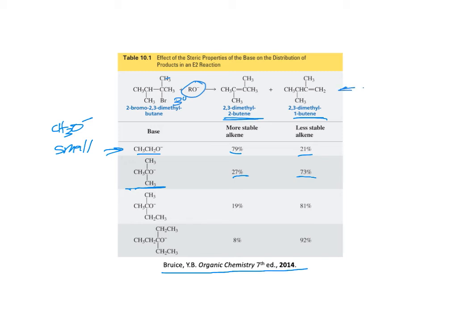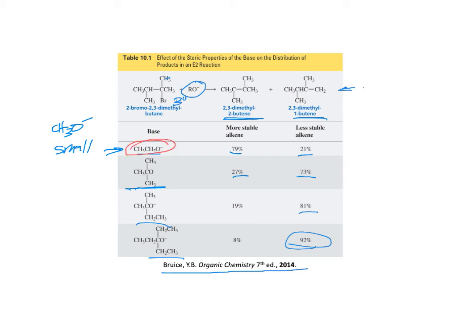Now, we could continue on and we add an ethyl group instead of a methyl group here. Look at the ratio of the less substituted becomes bigger. And if we did this with a triethyl group on here, it goes all the way up to 92% of the less substituted alkene.